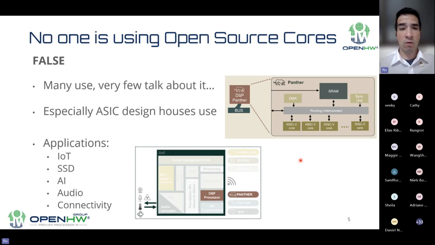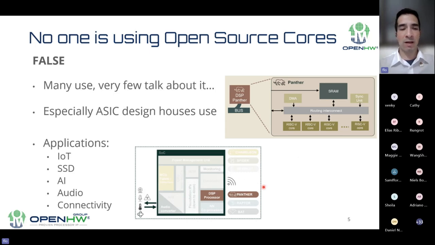Now, can you use open source cores, or is no one using open source? No, that is wrong. Actually, a lot of people use open source RISC-V cores, but not many talk about it. Especially ASIC design houses like to use RISC-V because of the enhanced flexibility and the adjustability to different scenarios, plus the possibility to add custom instructions. The problem is, they are making a cool ASIC and they're not really talking about it.